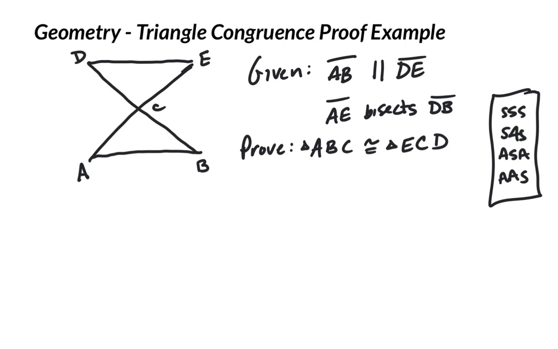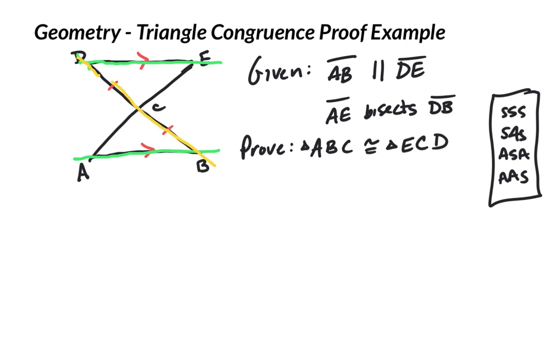All right, so using a flowchart, let's start marking in what we were given. AB and DE are parallel, so I'm just going to mark in those parallels. And AE bisects DB, so bisects means it cuts it in half. Now, it feels like we don't have enough, but I'm going to just extend these. I think sometimes it helps to look at parallel lines if you kind of extend the lines, okay?